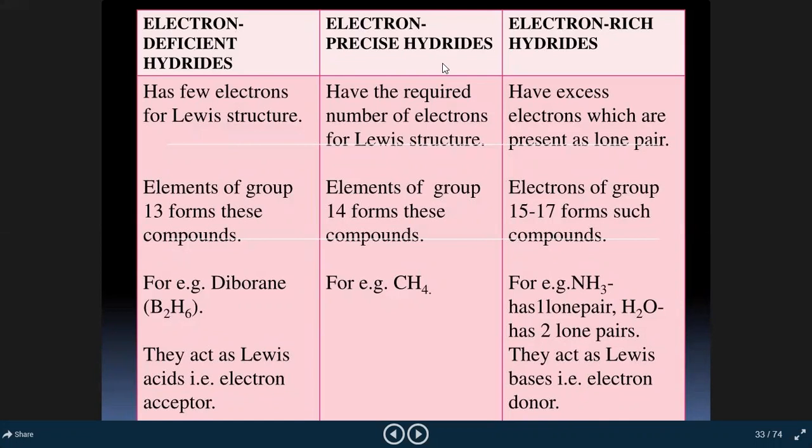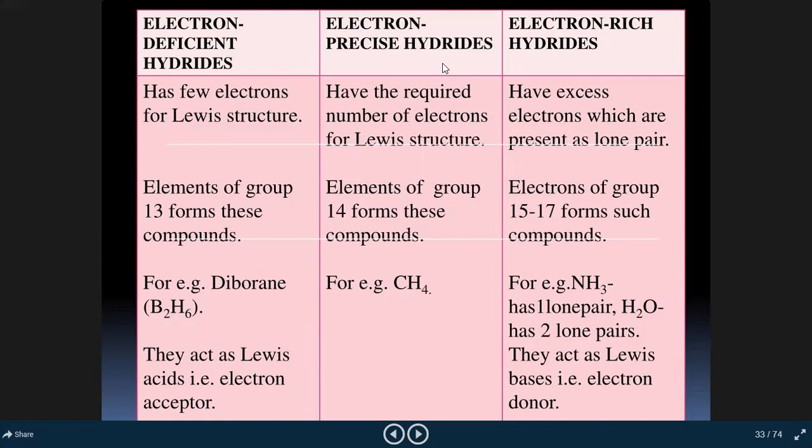Okay. Second one is electron precise hydride. Precise means which have the required number of electrons for the Lewis structure. Means to form bonds, these types of hydrides require a specific number of electrons. So the electrons are limited and precise in these types of compounds, and elements of group 14 form these types of compounds. For example, CH4. Carbon has four unpaired electrons in the excited state, so that is why 4 hydrogens combine with carbon, no extra electron is there, so CH4 is a complete, stable molecule.